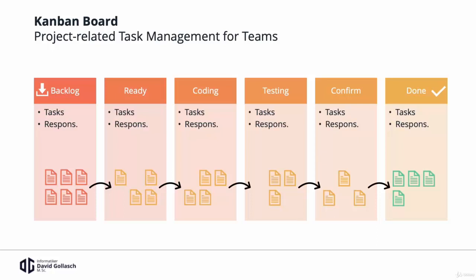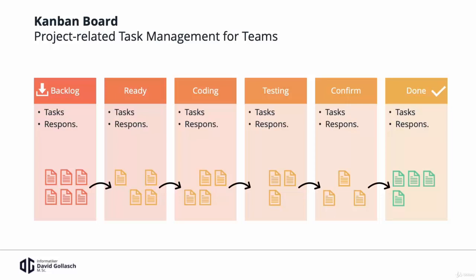Then if the implementation part of the task has been designed, so prepared, then it is ready for implementation. So we move this task of implementing a software feature to the ready column, then hand it over to the coding column, where it says, okay, we are currently working on the implementation of this. Afterwards, we have to test our code. So we have to test this feature, so it's in a testing column.